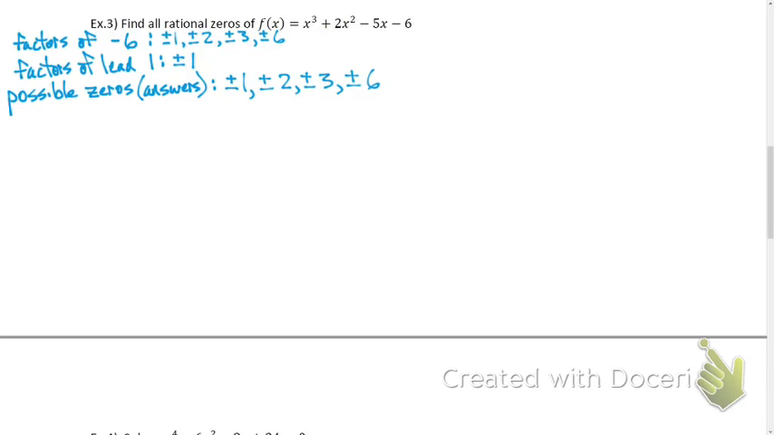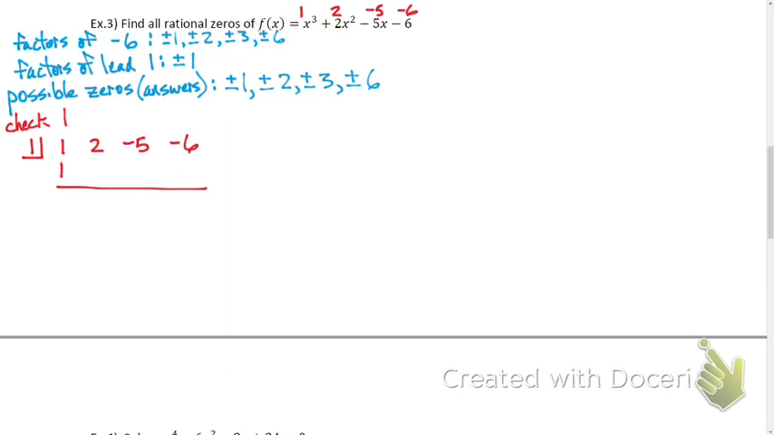So I'll show you how to do it wrong, and then I'll show you how to do it right. So for example, let's check 1. So I'm going to do synthetic division for the number 1. I'm going to write the front numbers that I see up here, I'm going to write those right here and do synthetic division. Double check that all your signs are right because you don't want to do all this math and have it written down wrong.